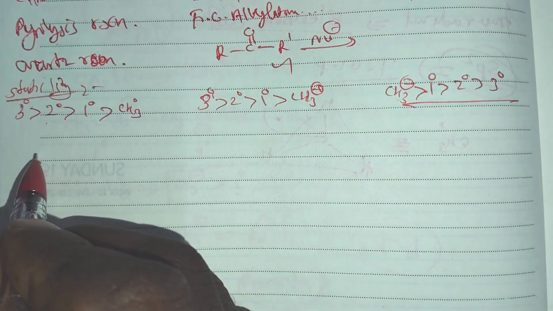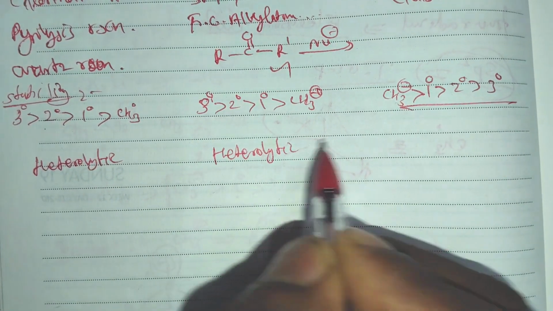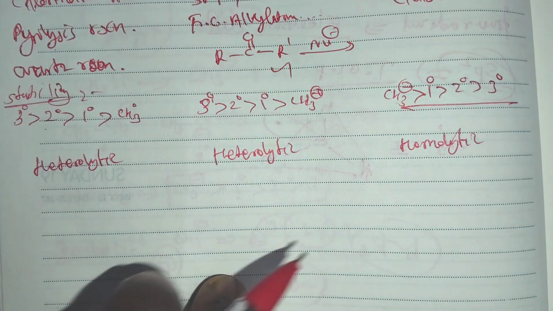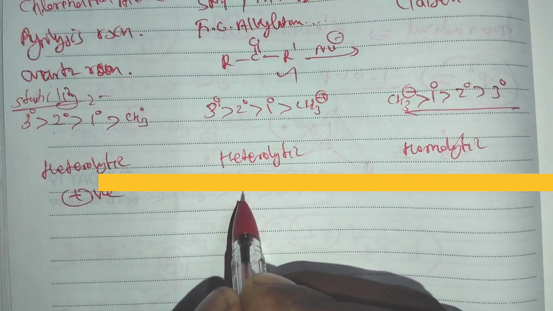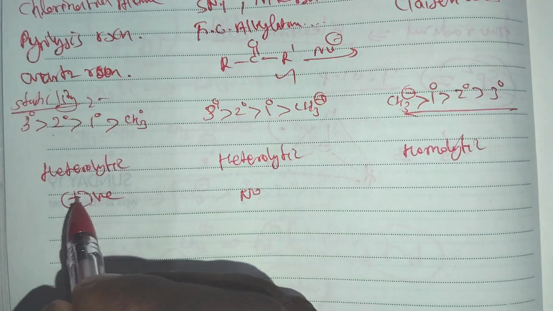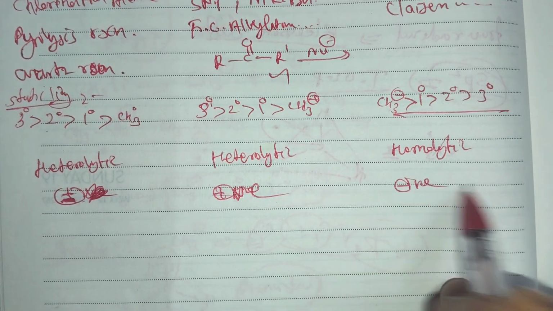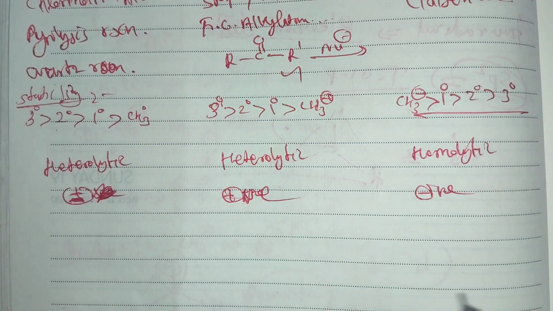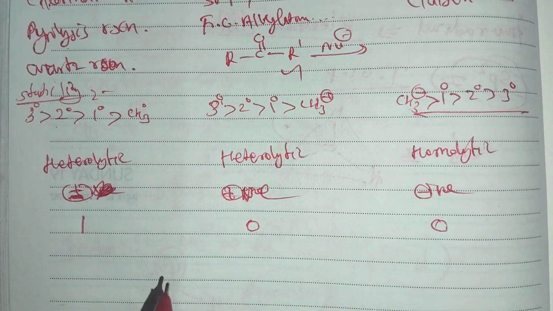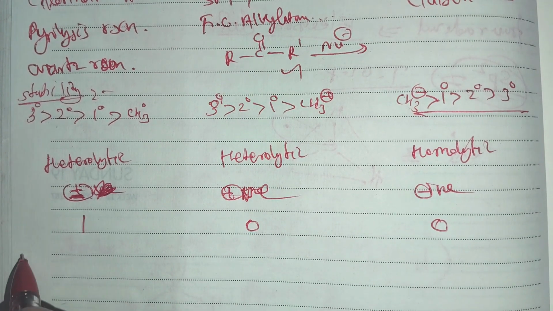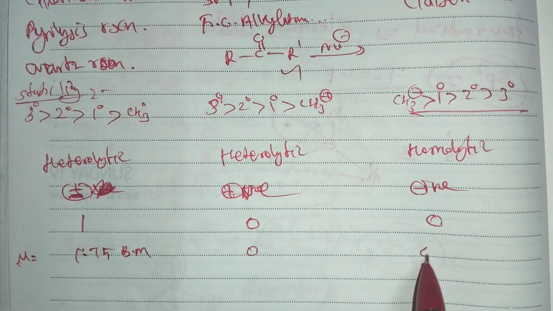The next is the formation. For the carbocation and carbanion there is heterolytic bond fission, and for the free radical it is homolytic bond fission. Next is the electrical nature: the free radical is neutral, the carbocation is positive, and the carbanion is negative. The next is the number of unpaired electrons. The free radical contains one unpaired electron, while the carbocation and carbanion have zero. The mu value is root of n into n plus 2 Bohr magneton, which is 1.73 Bohr magneton for the free radical, and 0 for the others.